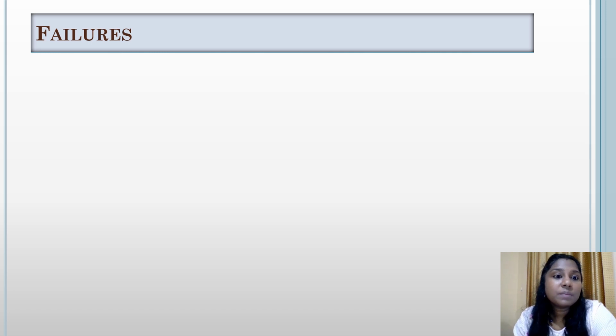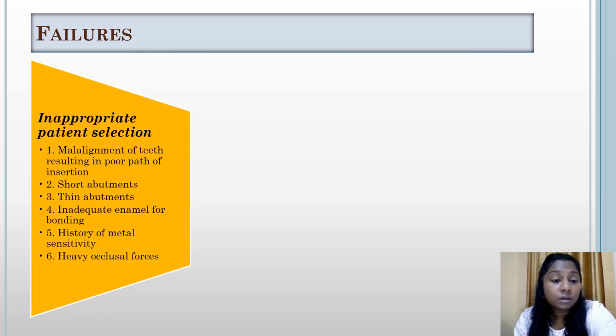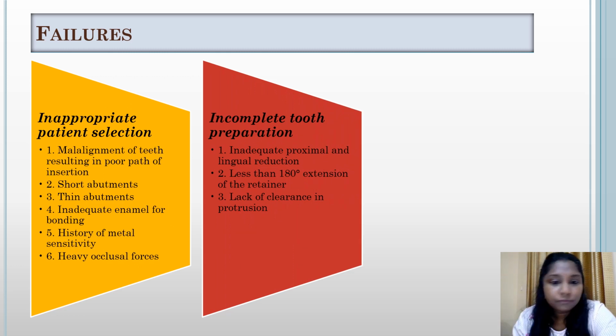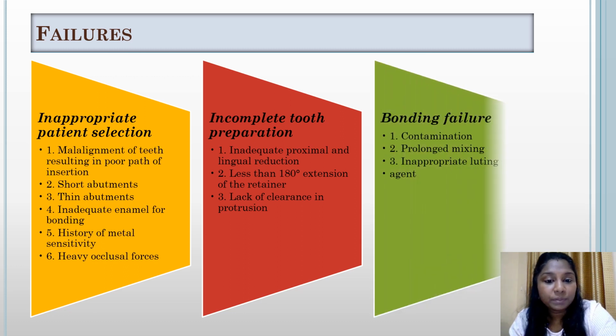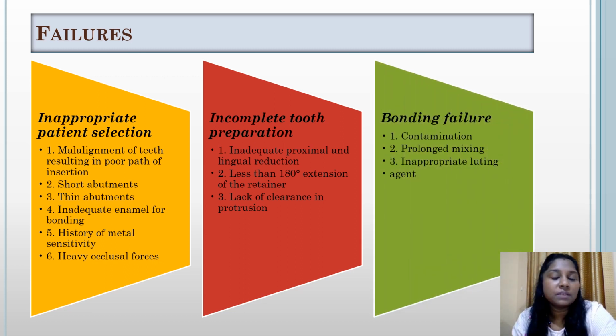So why can there be failures? The failures can occur because of inappropriate patient selection, patients who have any parafunctional habits, if you do not prepare your tooth surface properly, and also because of bonding failures. So these are three primary reasons why resin bonded bridges can tend to fail.